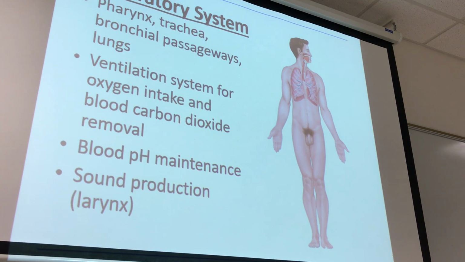Carbon dioxide and oxygen change our blood's pH. Too much of one, too much of the other, and our blood's pH will change. So we can regulate blood's pH by breathing in and breathing out, and making sure that we have the right amount of oxygen and the right amount of carbon dioxide coming and going in the body.